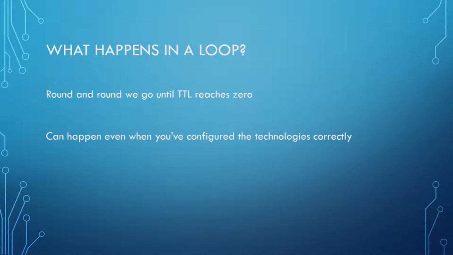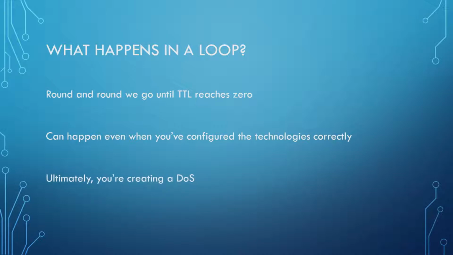All right. So as I mentioned here, it can happen even when you've configured technologies correctly. Once you start to get into more complex environments with many different technologies and different routing protocols, you can still run into them even when you've implemented things by the book. So this is where you're going to have to start thinking at a deeper level, at the CCNP level.